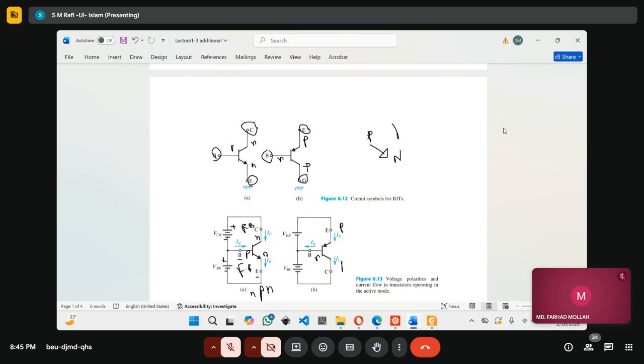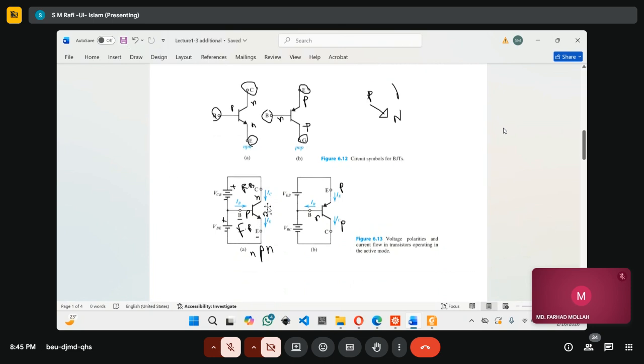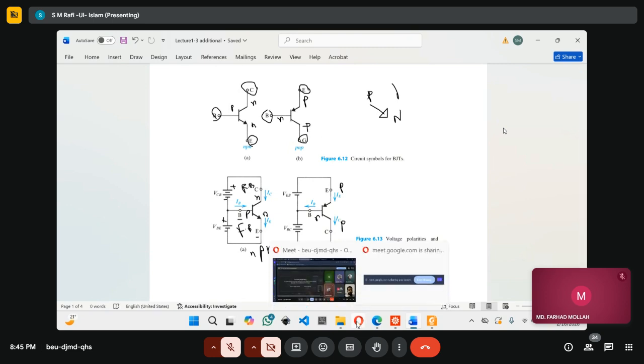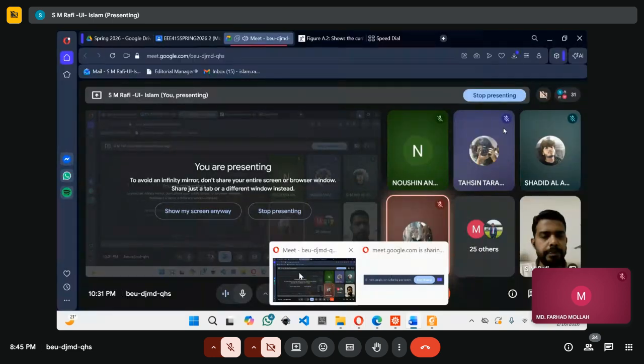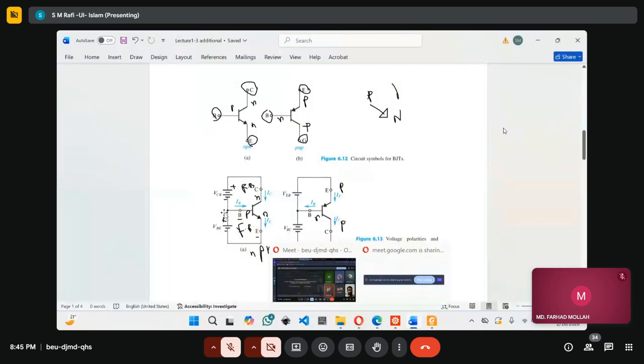You can check it at home. So for any question or any confusion about the symbol and the biasing of the transistor in the active mode, any question so far? Up to this, any question? Are you listening to me? Sir, can you repeat the biasing part again, please?